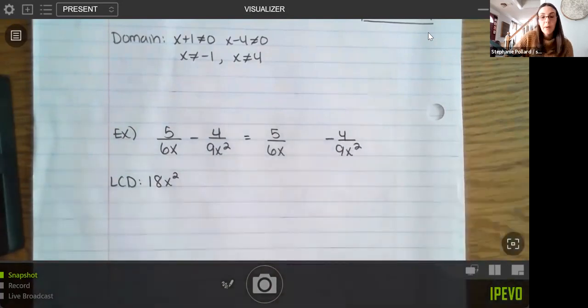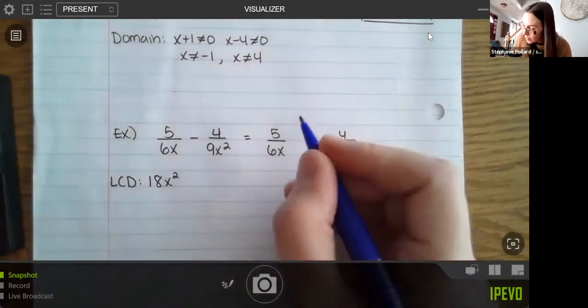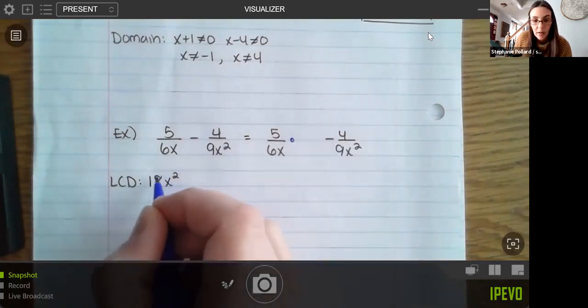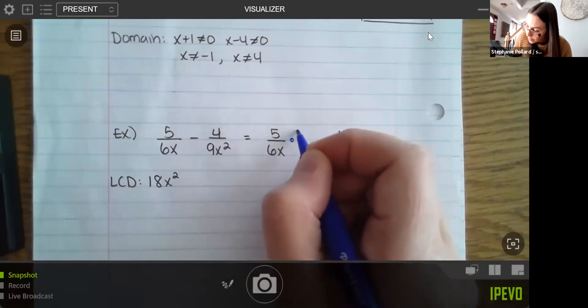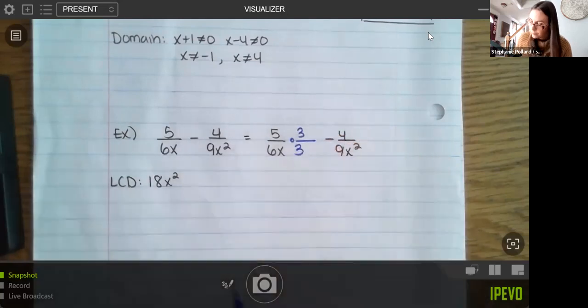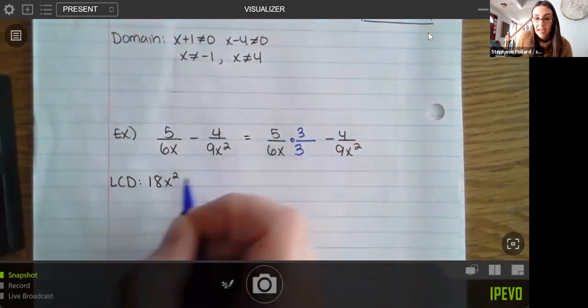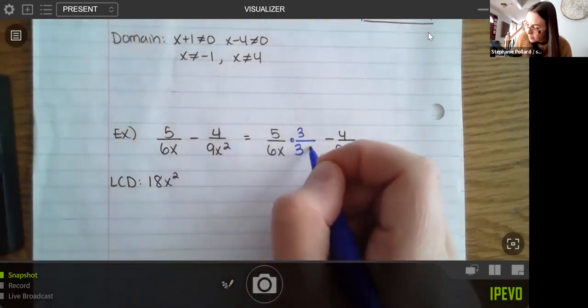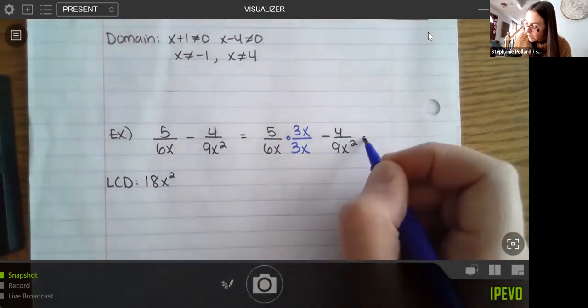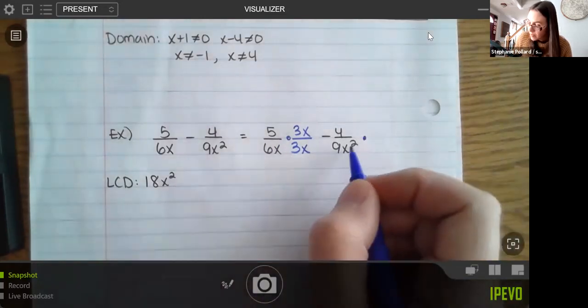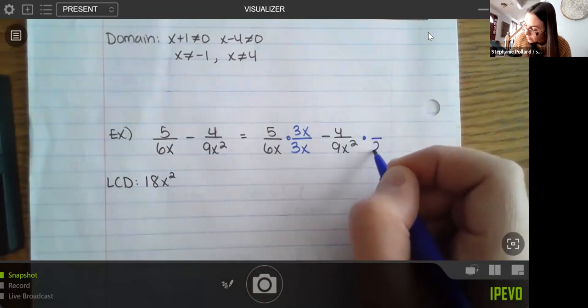And now you need to multiply by what is missing. So remember, your goal is to get to the 18x squared. So if I have 6 and I want 18, I'm missing a factor of 3. I have an x, but I need an x squared. So I'm missing a factor of x. Here, I have the x squared piece, but I need an 18, so I'm missing a factor of 2.